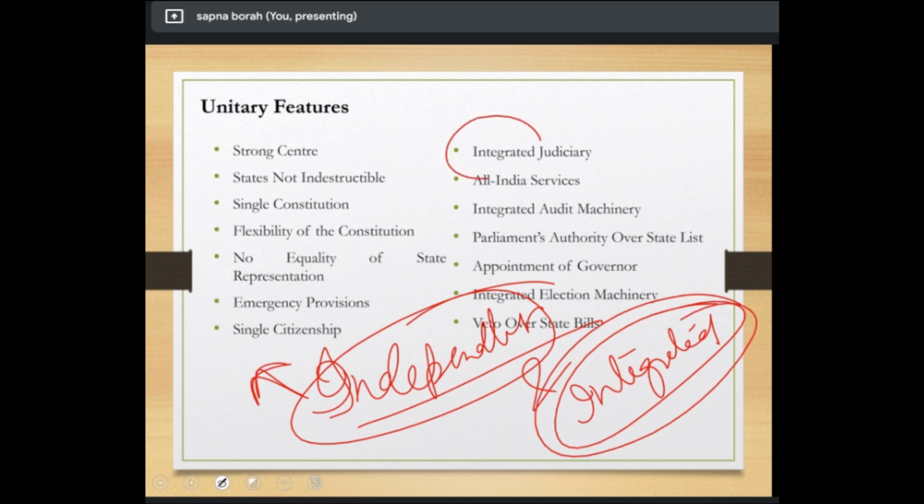Integrated, as the word says. See, like I said, where you will see a singular type of something.